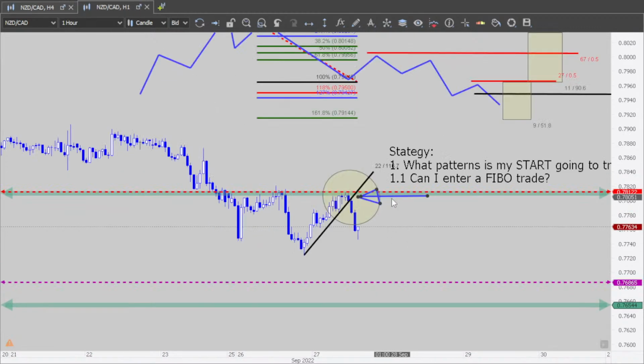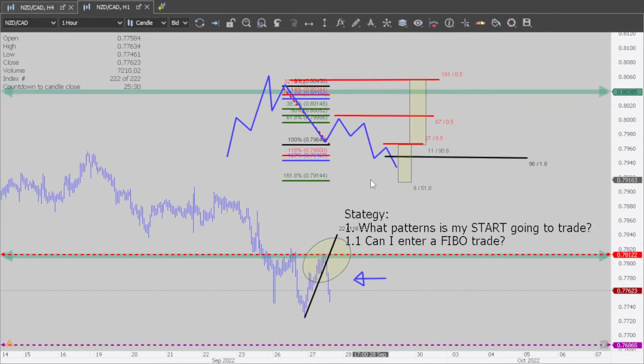Nonetheless, if you enter here, what is the pattern? And the stop loss, everybody. Exactly. Can I short the Fibonacci sequence in here? No, we can't, right? Risk-reward ratio problem. So if I cannot enter the Fibonacci pattern, what can I enter? What pattern can I trade?